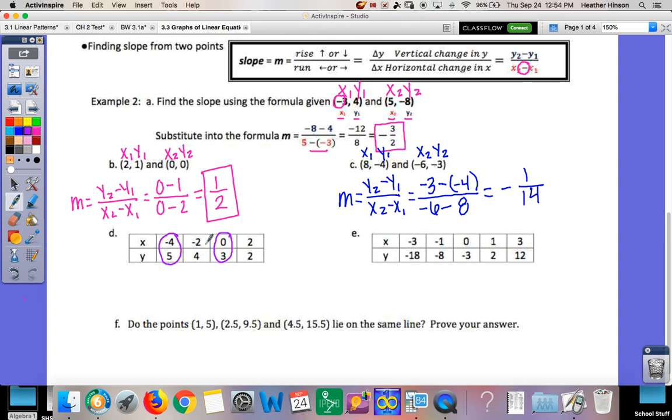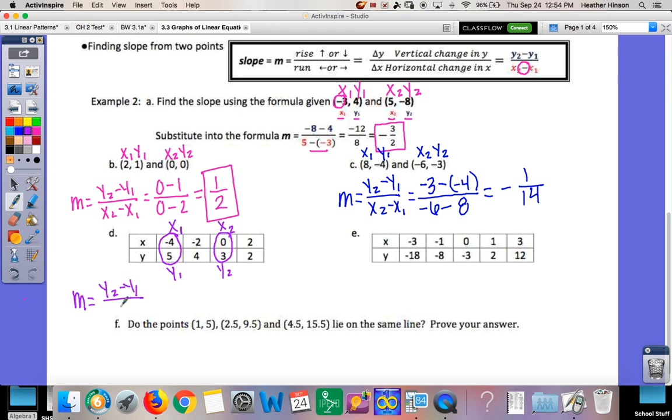So the top line, these are x, because that's what that says. The first point is x1, the second point is x2. The bottom line is y, so the first one's y1, second one's y2. And then we just plug them in.